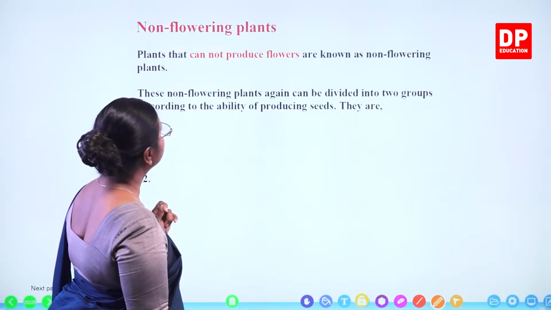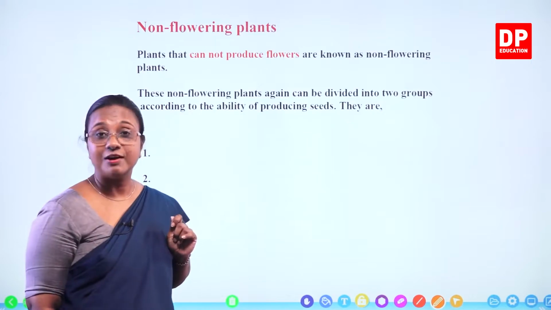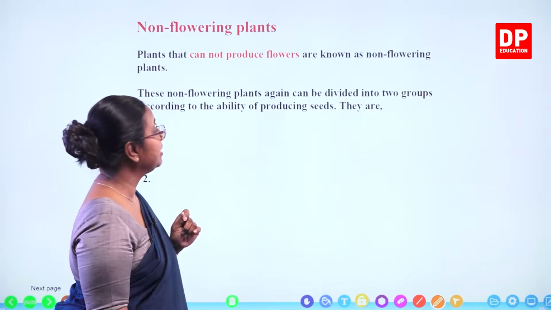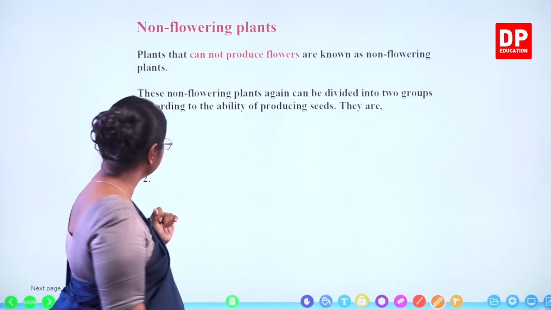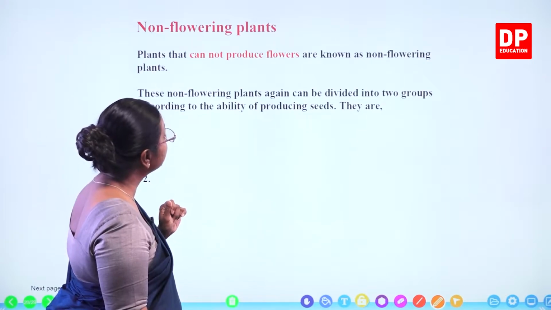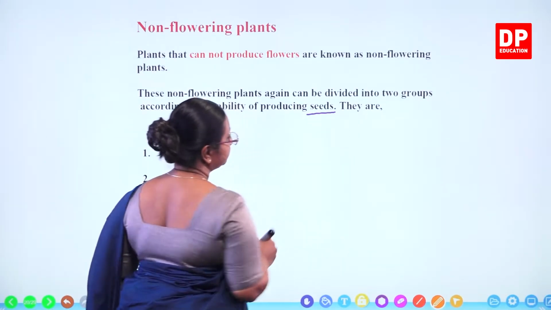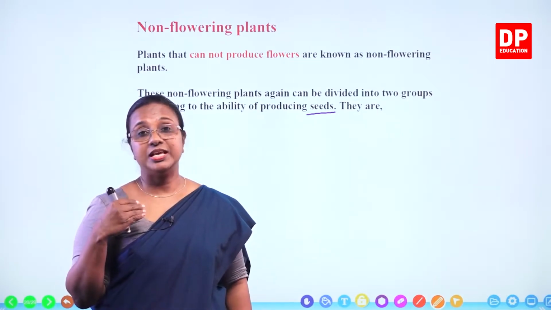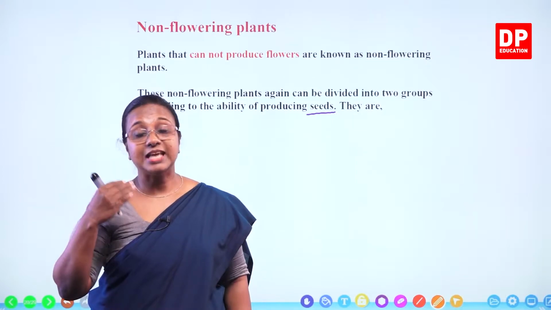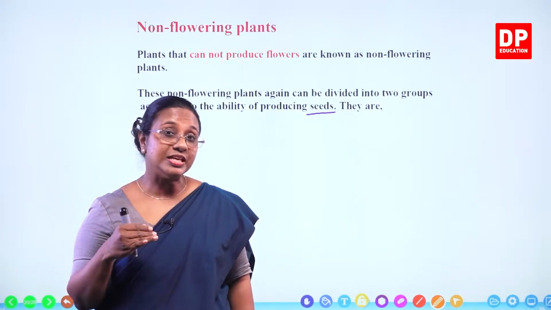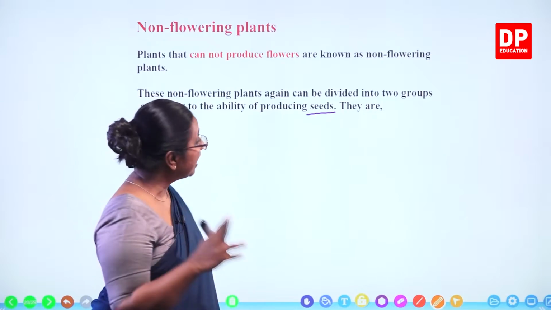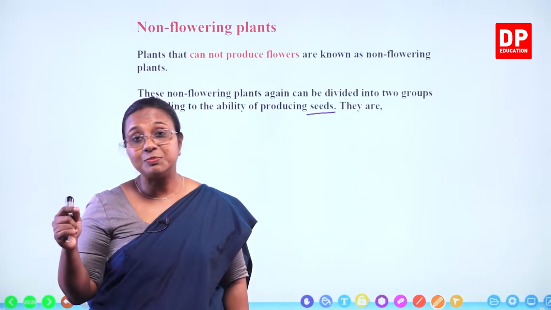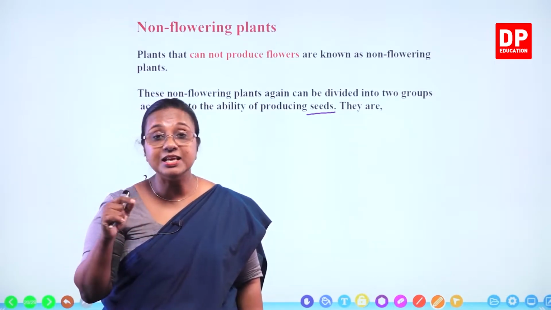Plants that cannot produce flowers are known as non-flowering plants. And these non-flowering plants again can be divided into two groups. So I told you all that according to the ability of producing seeds, there are non-flowering plants that cannot produce seeds and non-flowering plants that can produce seeds, but those seeds are naked seeds. So based on that, there are two groups: non-flowering seedless plants and non-flowering seed plants.